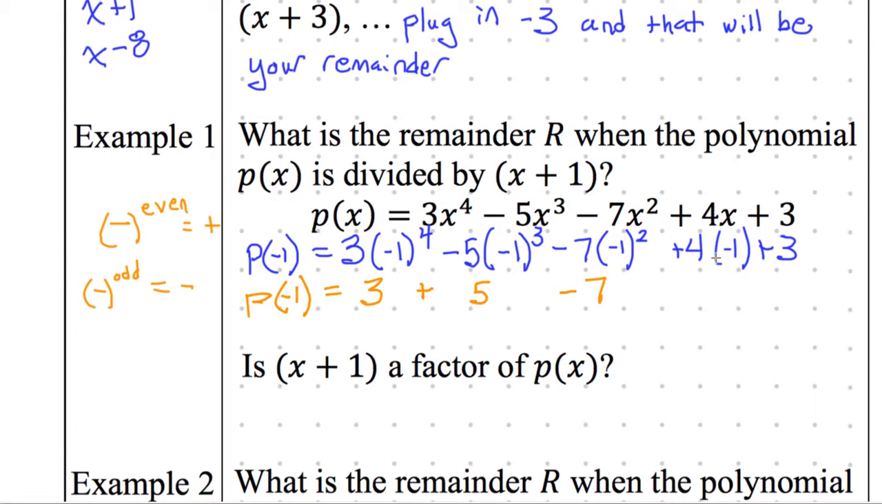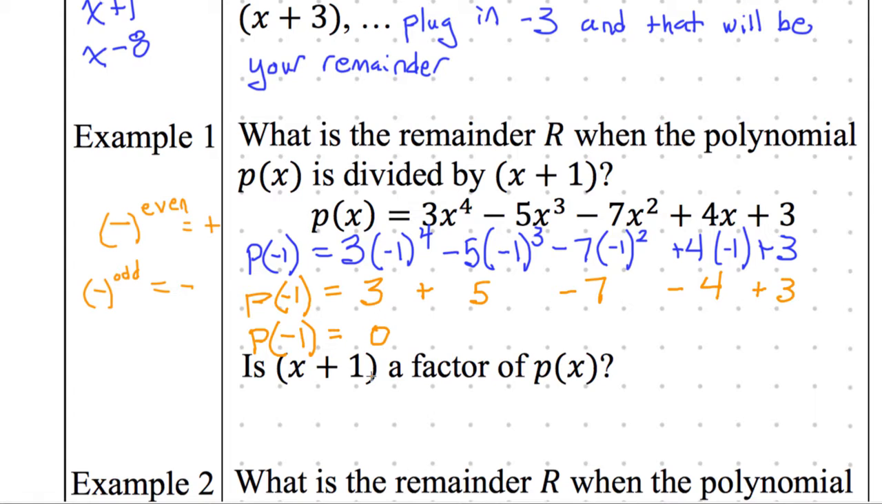Let's try this next question. -1 times 4 is -4. -4 plus 3. That means P of -1, when I plugged in -1, this is still saying I'm plugging in -1. Let's go ahead and simplify this a little bit. 3 plus 5 is 8. 8 minus 7 is 1. 1 minus 4 is -3. -3 plus 3 is 0.